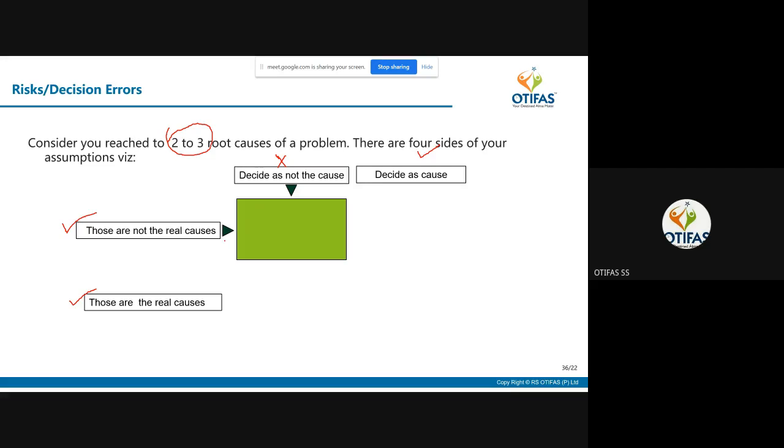Is there any risk? I hope I am audible. Yes, sir. Is there any risk? Maybe. No. See, they were not the root causes. So that means they were not the root causes and you are not going to take any action here. That means there is no risk.